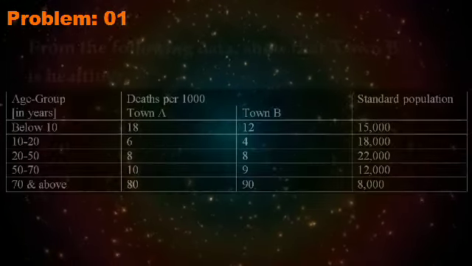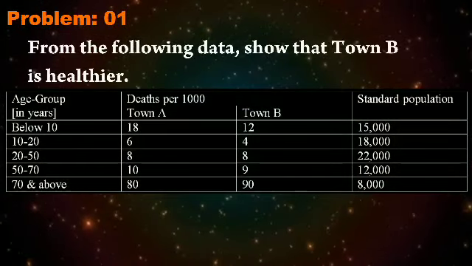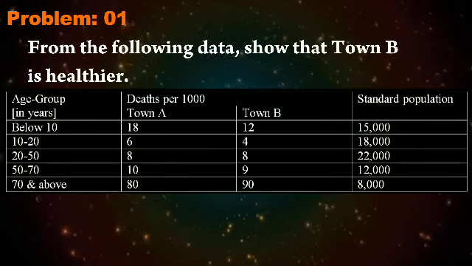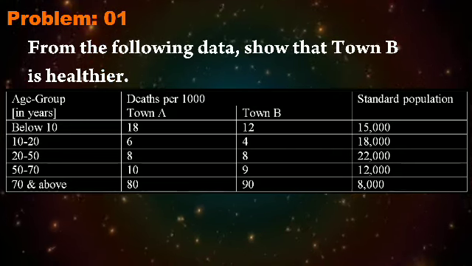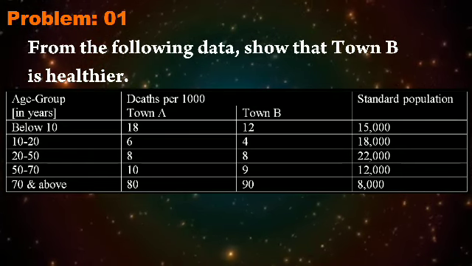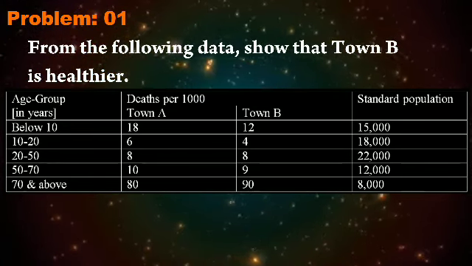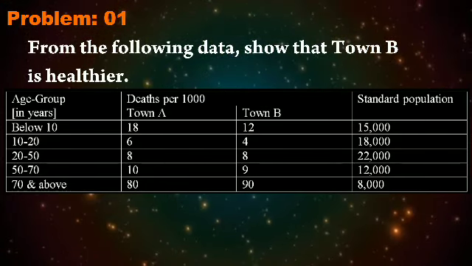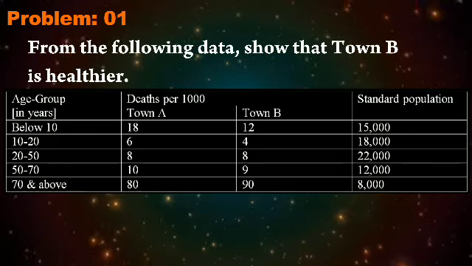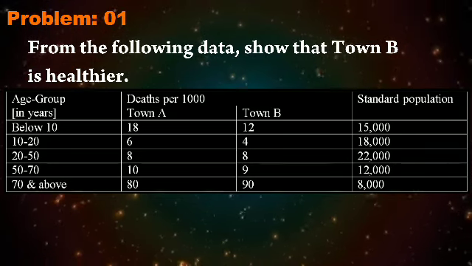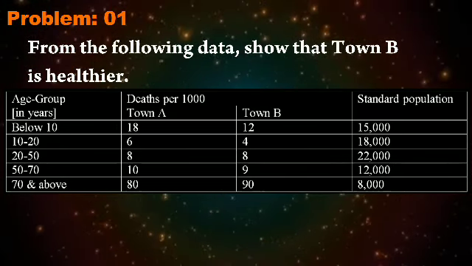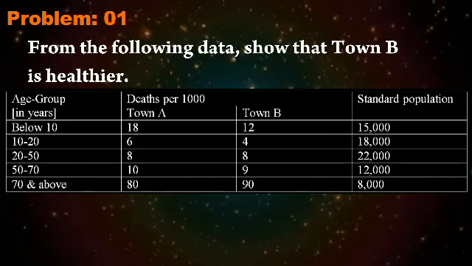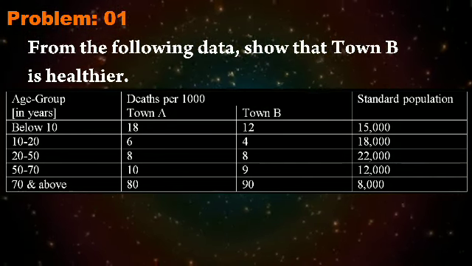Exercise problem. First question. From the following data, show that town B is healthier. So, here you should prove that town B population is the healthy population. In the given data, different age groups are given along with deaths per thousand of town A and town B along with the standard population.